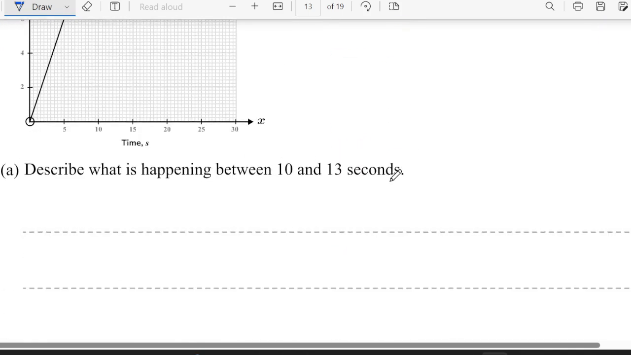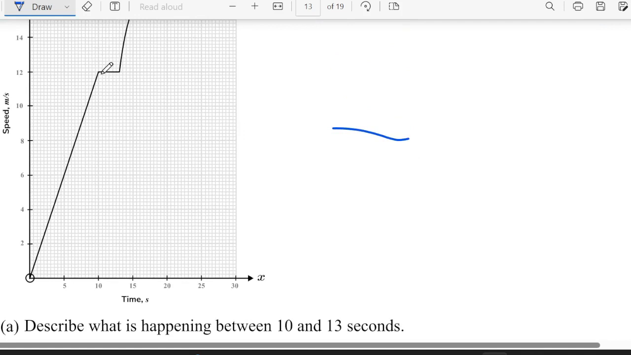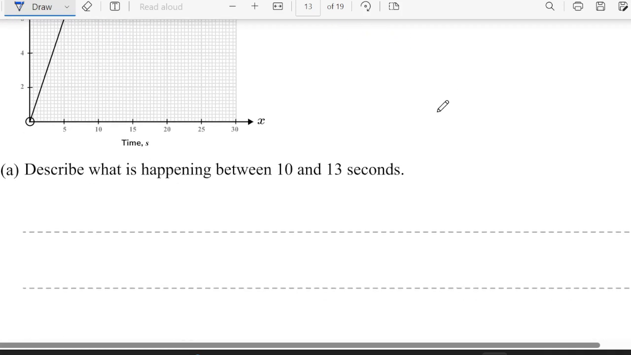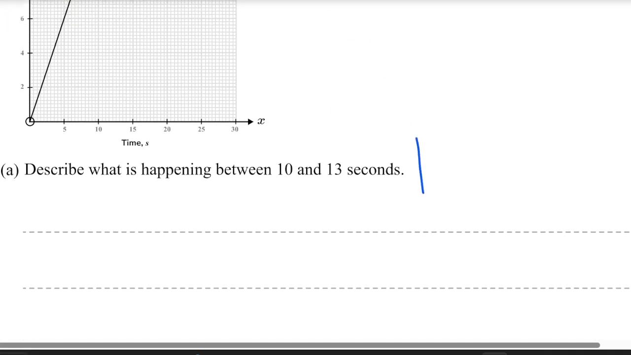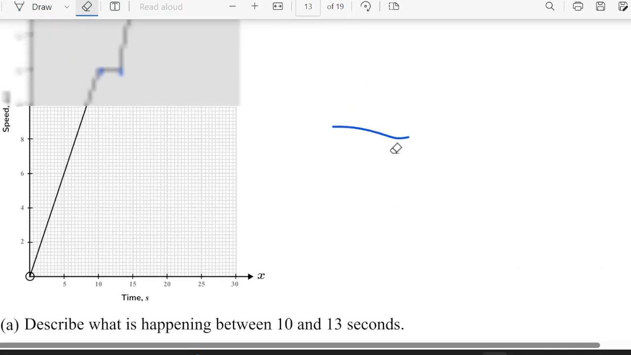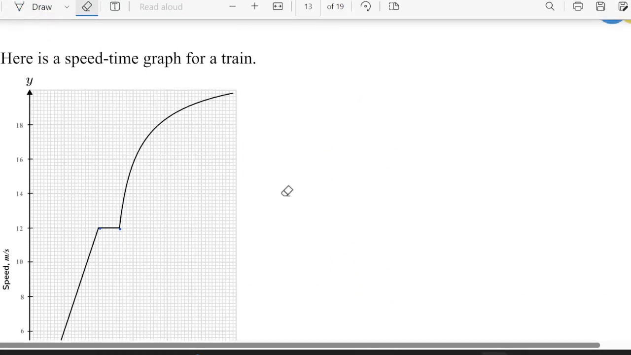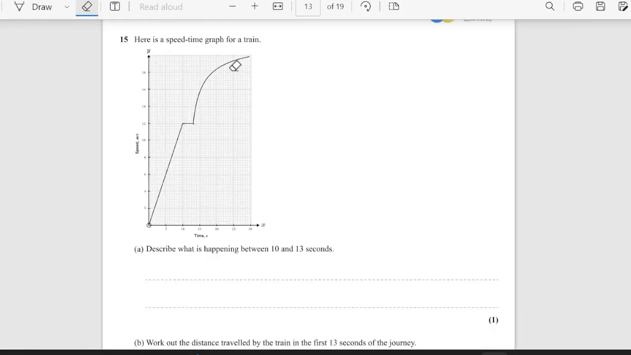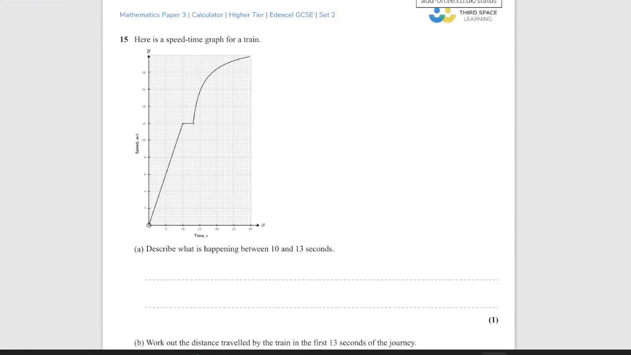What does it say? Describe what is happening between 10 and 13 seconds. So that's between this point and this point. So we're going at a constant speed. What is happening? It was a train, wasn't it? I keep dragging my finger and it's coming out as a line. So what is happening between 10 and 13 seconds? Yeah, it is a train. So the train is traveling at a constant speed.